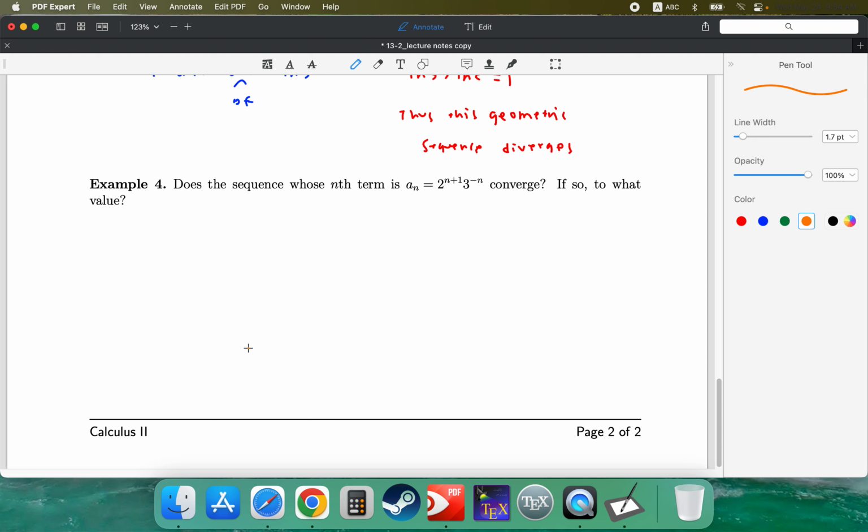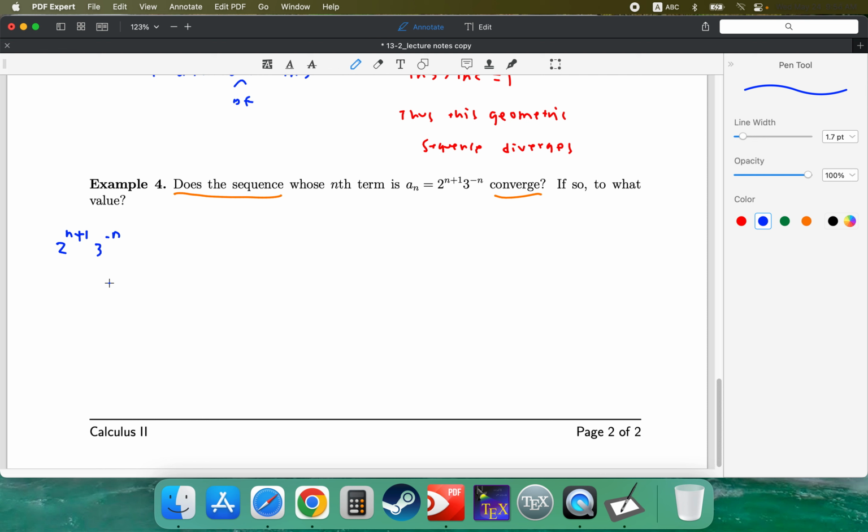Does the sequence converge? Of course, you can try to find the limit of the nth term as n goes to infinity. But we notice that this is again a geometric sequence. Now, this is the first time, so perhaps you cannot see through the disguise immediately. So let's do some pre-calculus right here.